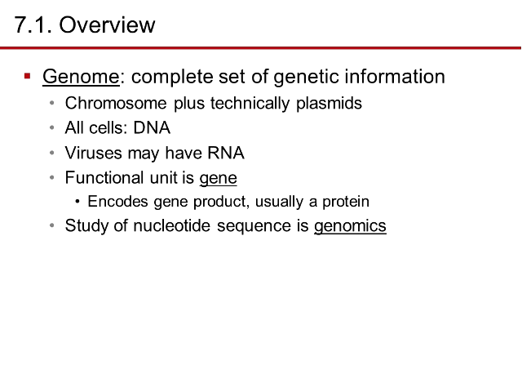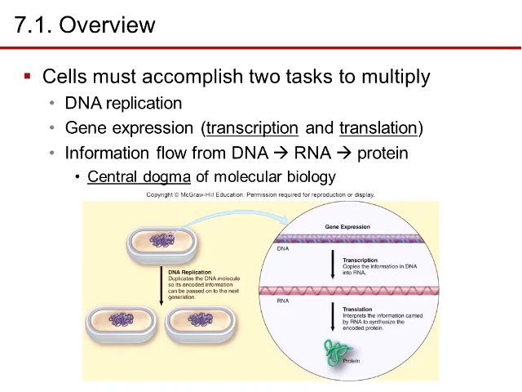Now, a genome is a complete set of genetic information, and it's a chromosome plus technically some plasmids that go along with that. In all cells it's DNA, and viruses actually have RNA. We know that some viruses are DNA, and a functional unit is a gene. So it encodes the gene product, usually a protein. Now, studying nucleotide sequences is called genomics. And so those are just terms we use as we go through this lecture.